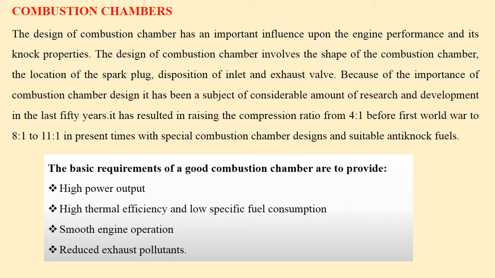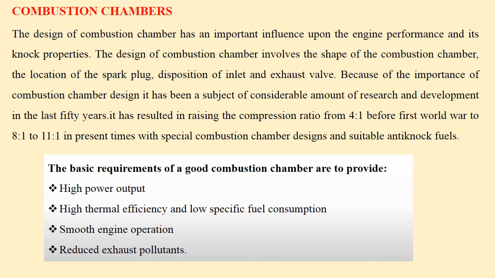Now let us see the combustion chambers. The design of the combustion chamber has an important influence upon engine performance and its knock properties. The design of the combustion chamber involves the shape of the chamber, the location of the spark plug, and the location of the inlet and exhaust valves.